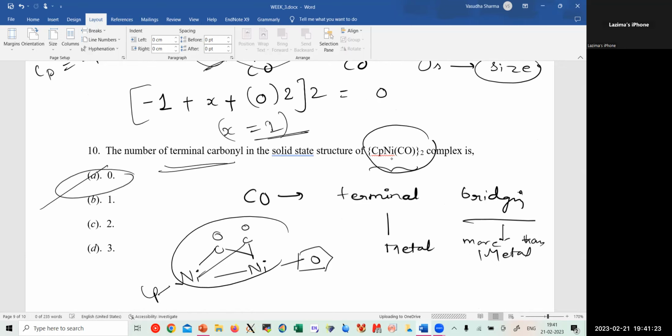Nine, any term? Five plus... No, no, terminal carbonyls. How many terminal carbonyls?